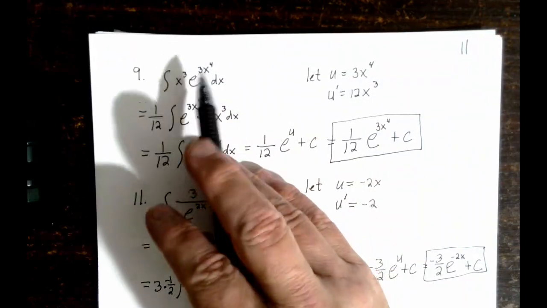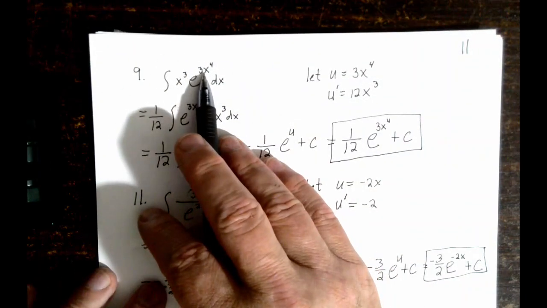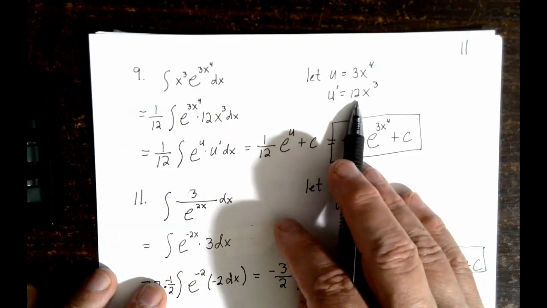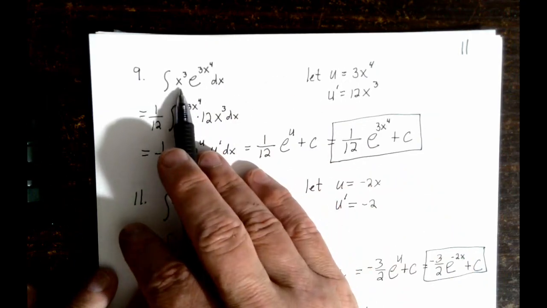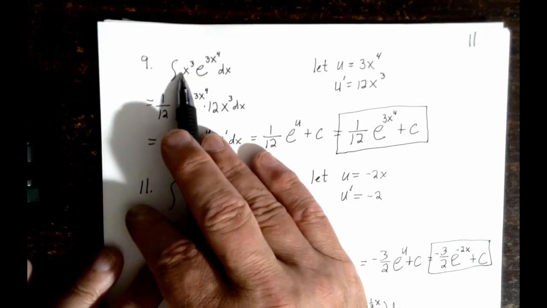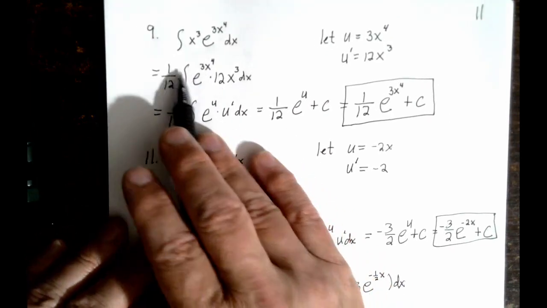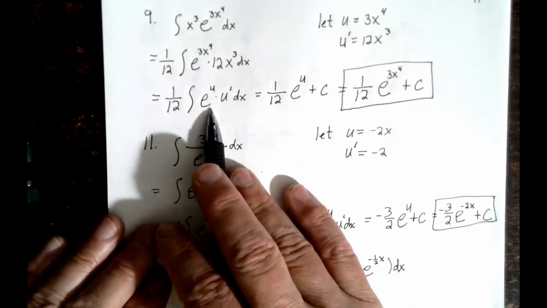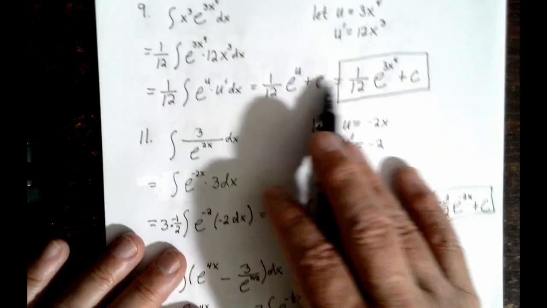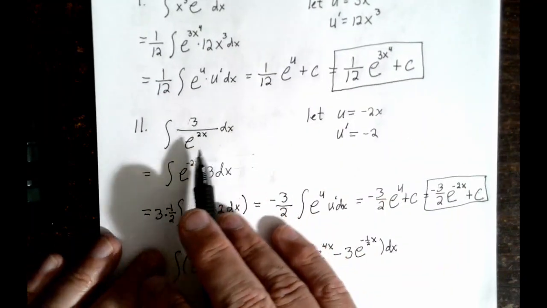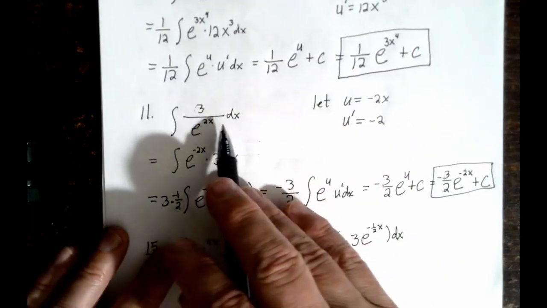Number 9, if we let the exponent be our u, we get our u prime is 12x cubed. We don't have the 12, we have the x cubed, so you got to put a 12 there and a 1/12 out front. So now you're ready to go, you integrate, you get e to the u, and you replace e to the u with what it is, 3x to the 4th.